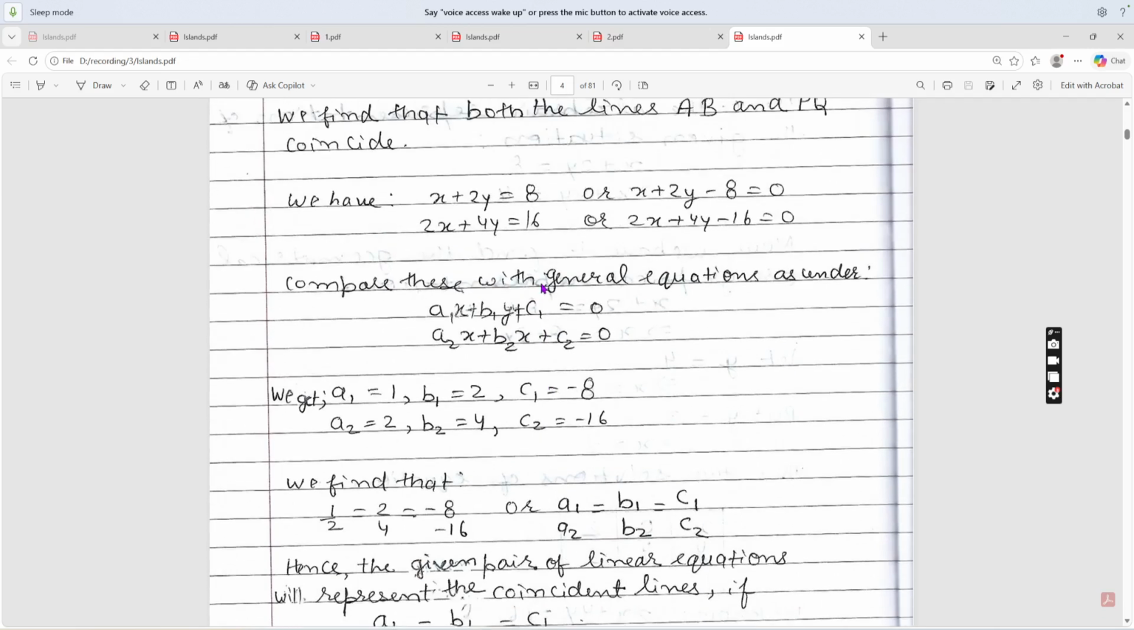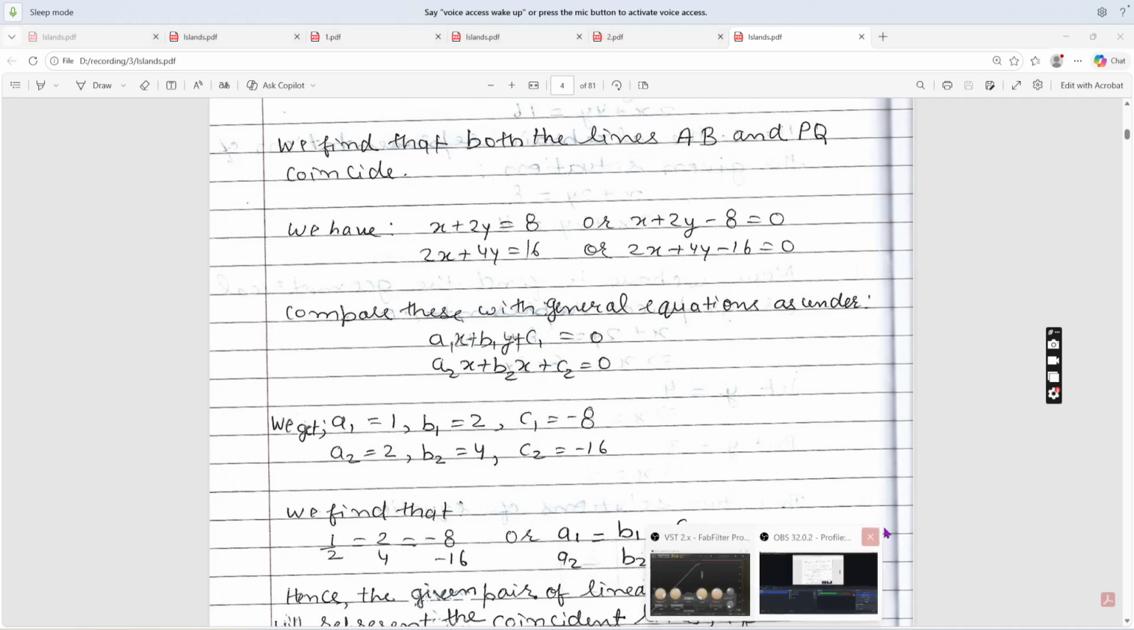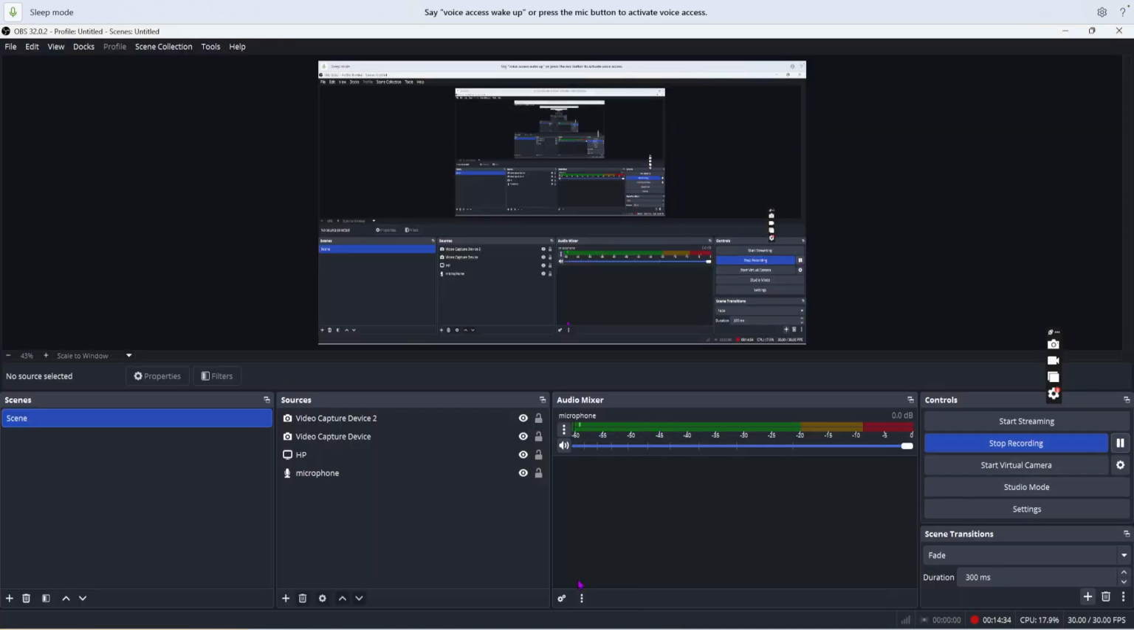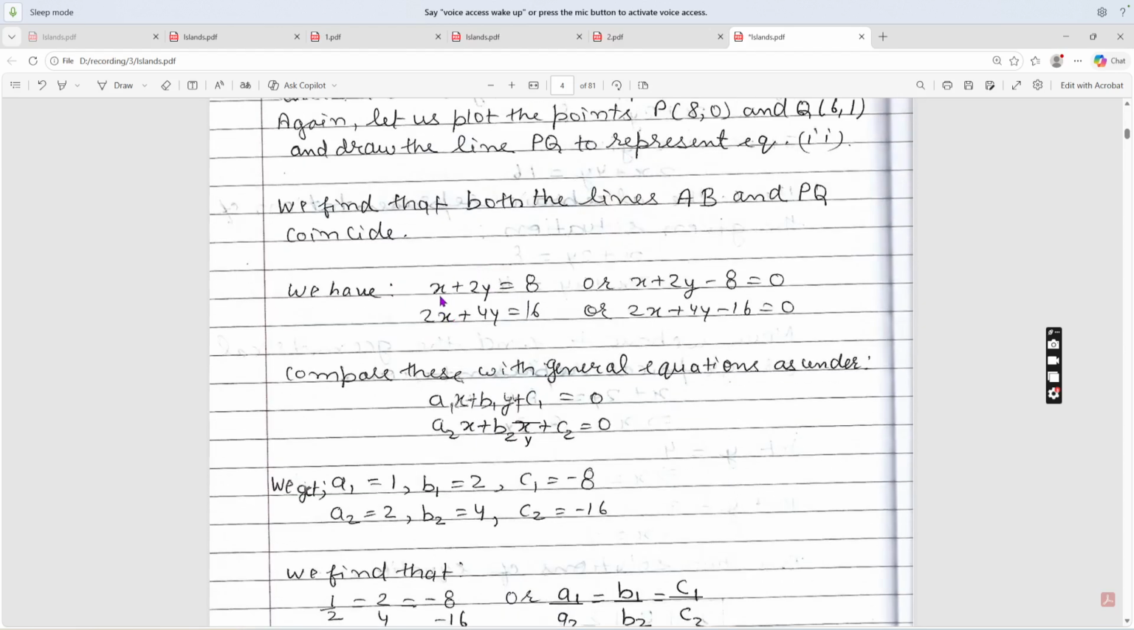Now we are going to see a1x + b1y + c1 = 0. This is the standard linear equation. And the second standard linear equation would be a2x + b2y + c2 = 0. So here we can see that a1 is equal to 1, b1 is equal to 2, and c1 is equal to -8. Why? Just see it. x + 2y = 8 can be written as x + 2y - 8 = 0. 2x + 4y = 16 can be written as 2x + 4y - 16 = 0.